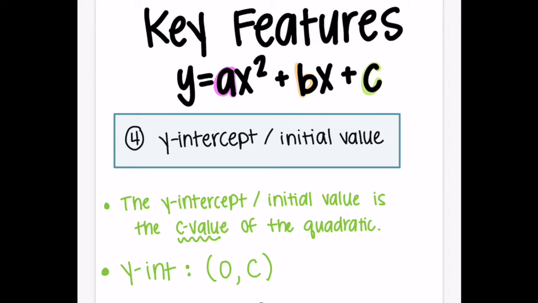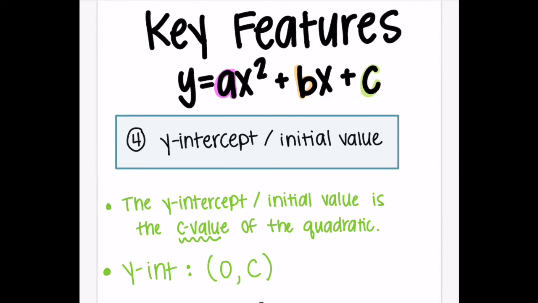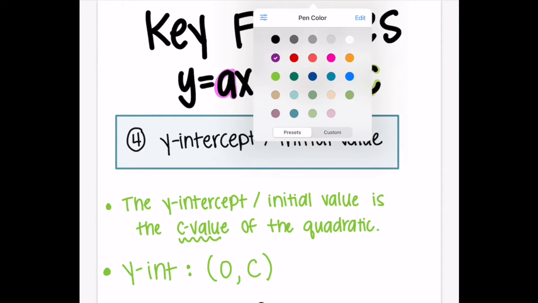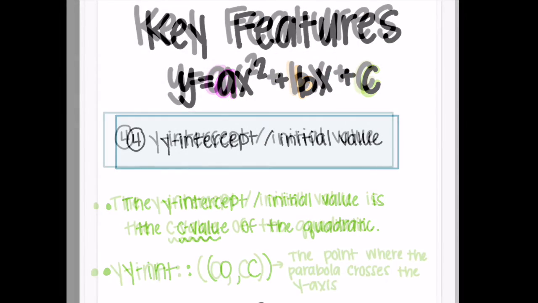Last but not least, this one is probably the simplest one, is the y-intercept or the initial value. The y-intercept, or the initial value, is always the c value of the quadratic equation. So if you can't look at the graph to find the point where the line or the quadratic crosses the y-axis, you would just be able to look at the c value as long as it's written in this form. So the y-intercept, 0, c, came from the equation. That is the point where your line or your quadratic crosses the y-axis.